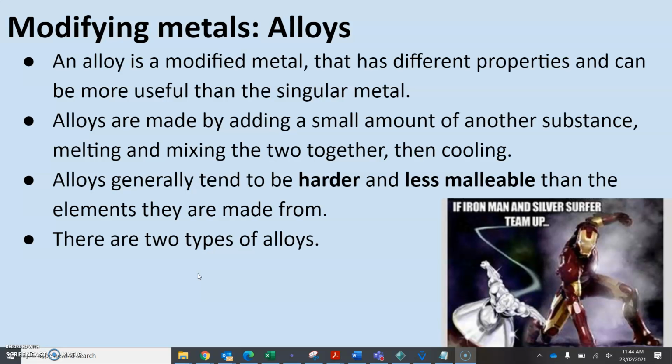So it's made by adding a small amount of another substance. We melt them, mix them, and then cool them. Fairly straightforward.